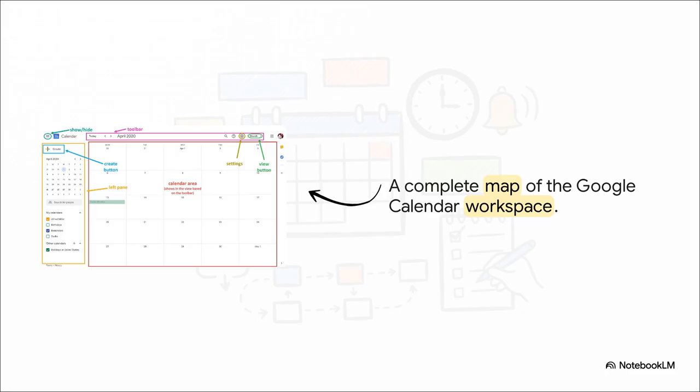This features a mini calendar so you can click around dates quickly, and right below that, a list of all your calendars. Oh, and a quick pro tip, you can actually toggle that whole left pane on and off if you just need a little more screen space to focus.